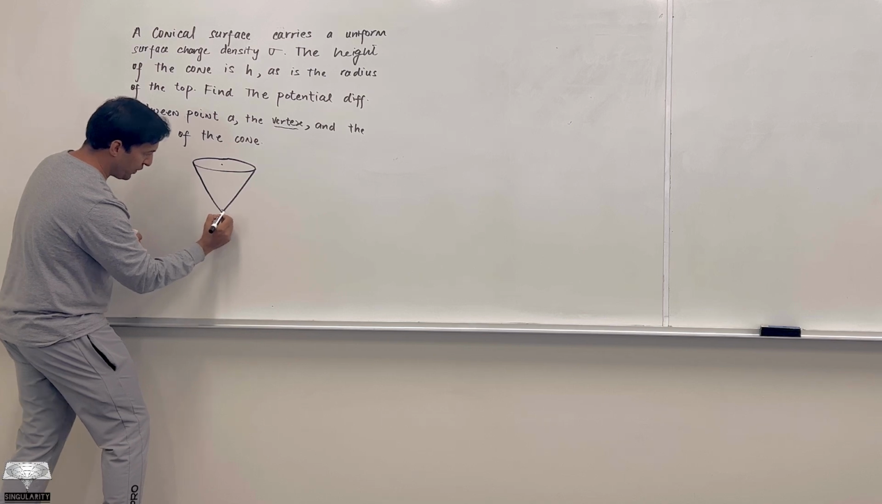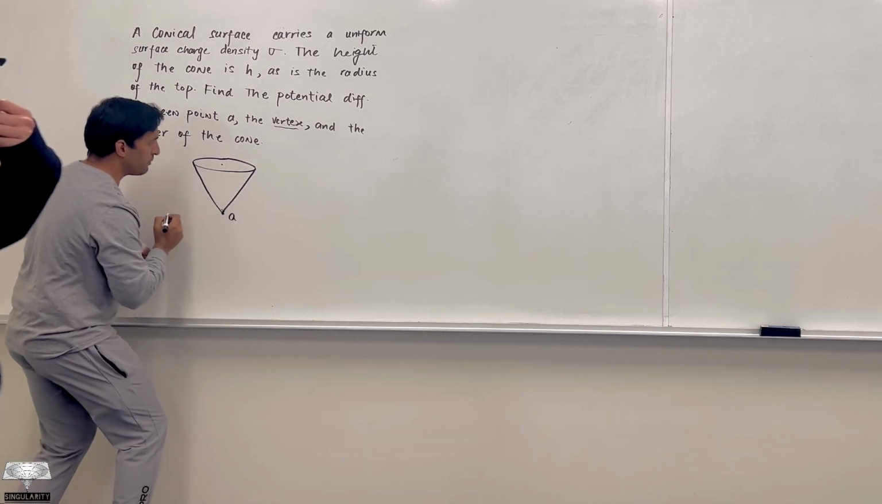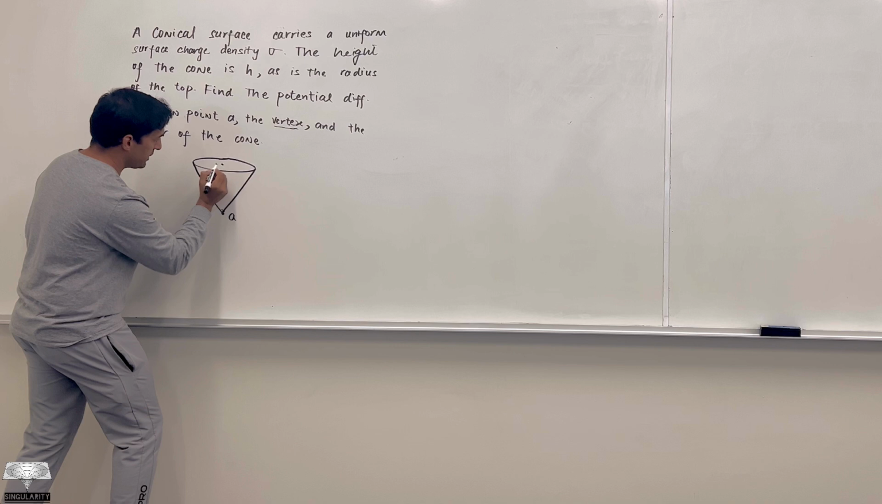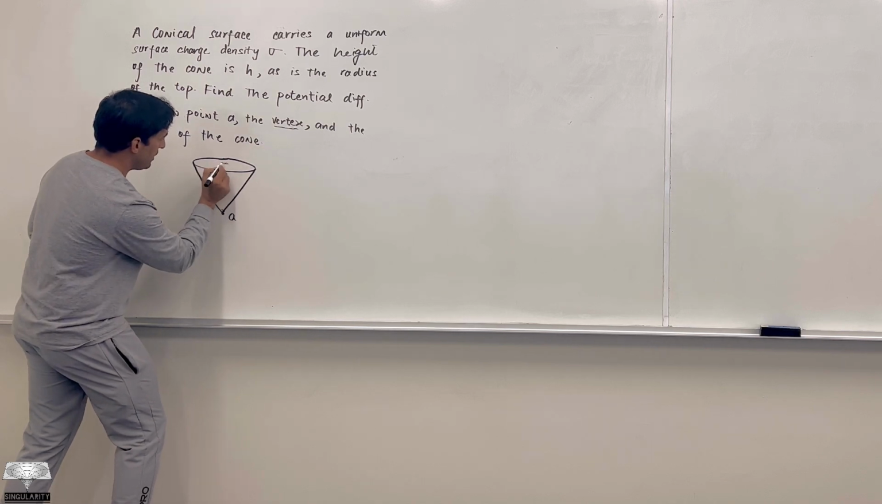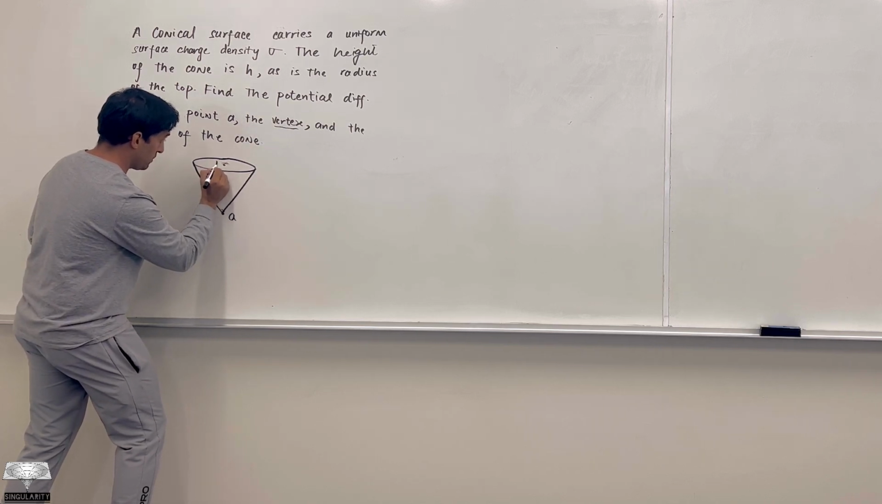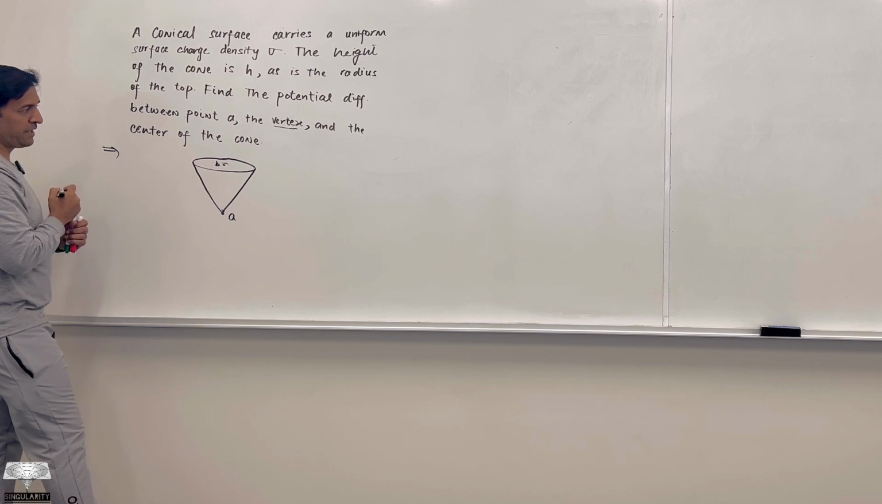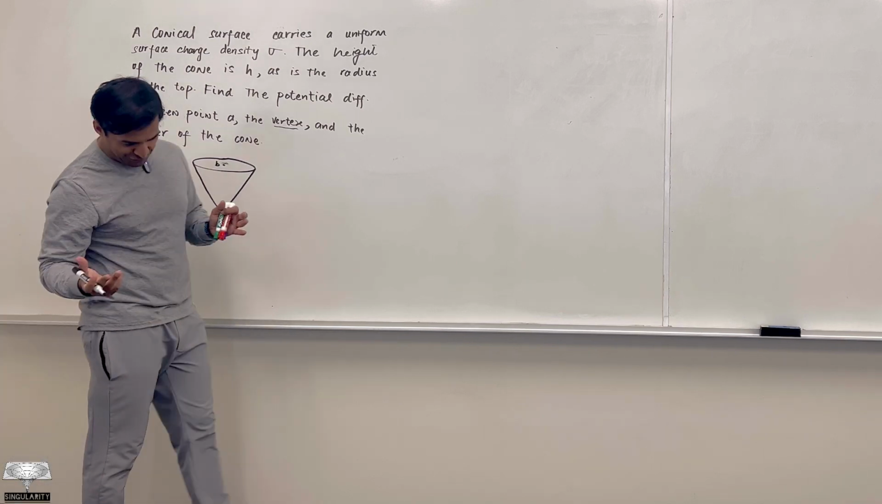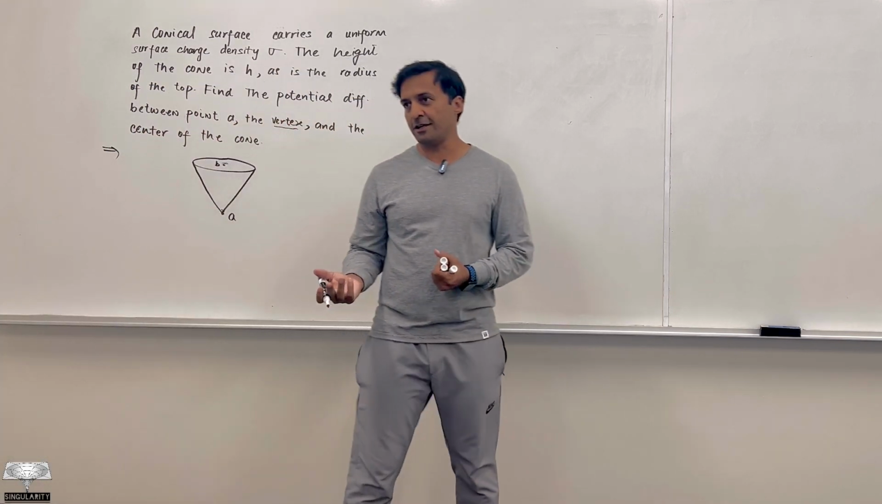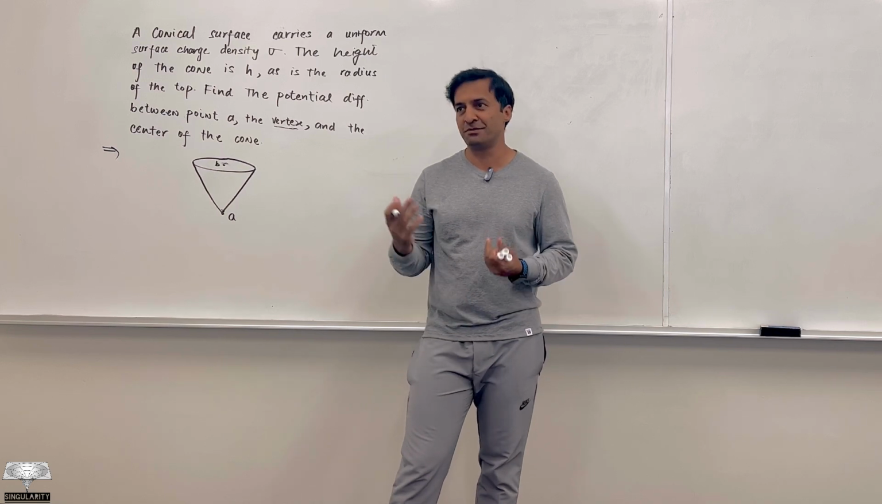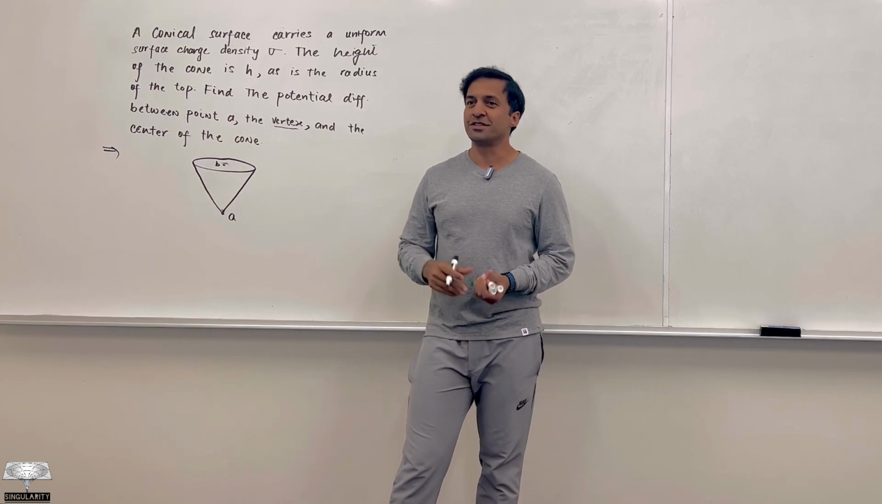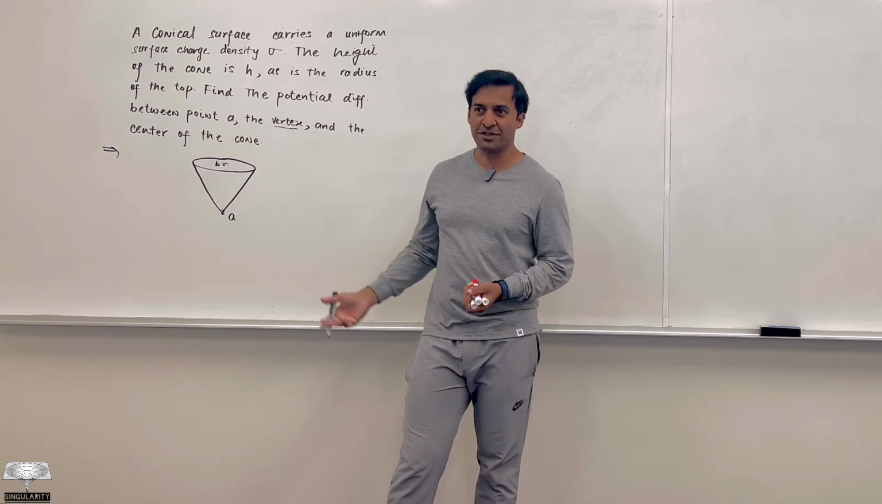So we have this point vertex, it's called point A, and then we have this point in the center of the top of the cone. This is called point B. And you are all aware of the shape of a cone. It's a two-dimensional surface bent in a certain shape, which is called a cone.